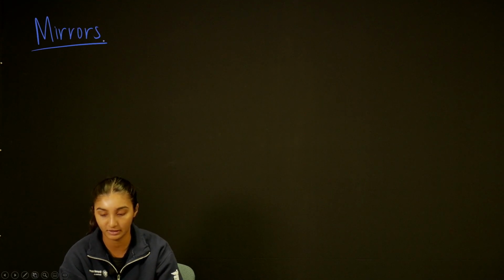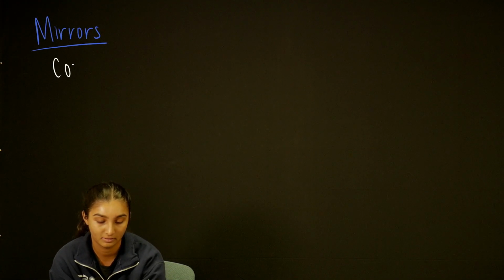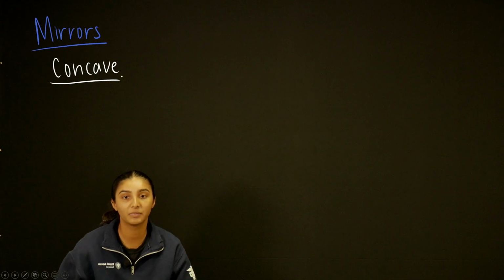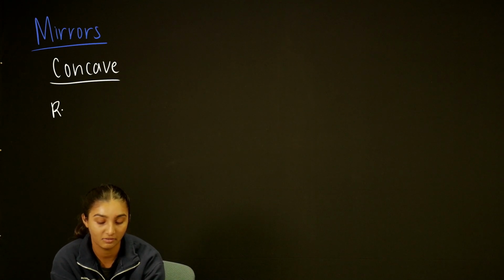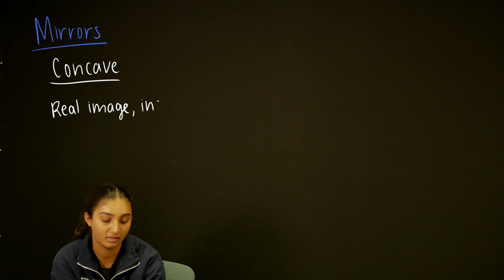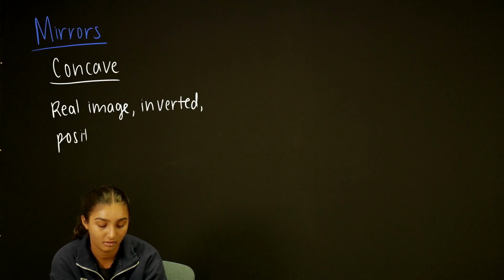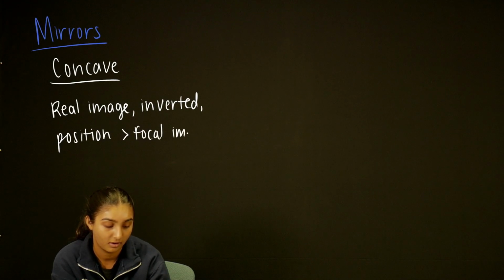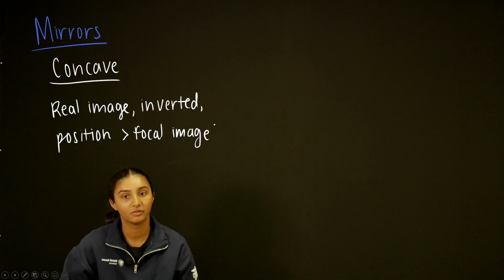So the first thing we're going to talk about are mirrors. And there are two different types of mirrors. The first one we're going to look at are concave mirrors. For concave mirrors, you can have a real image, and if you have a real image, it will be inverted, and the position will be greater than the focal length. And I'll explain what that means right over here.